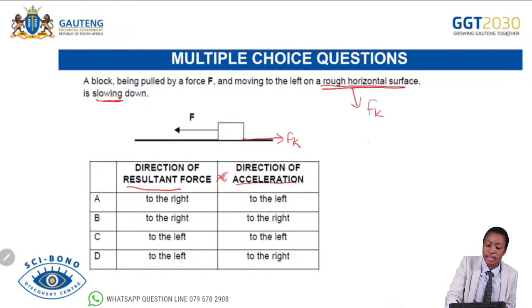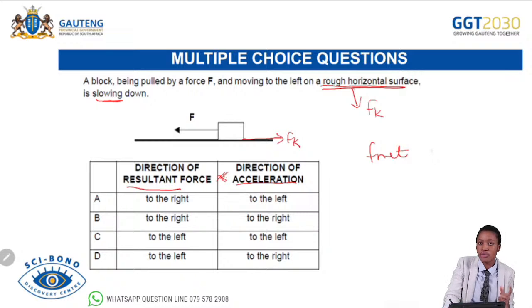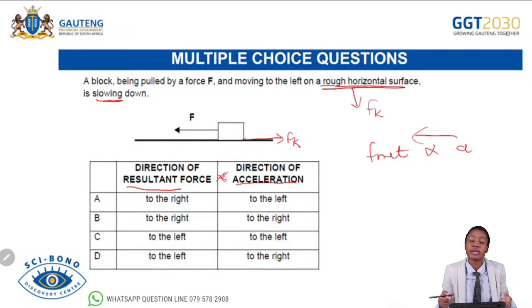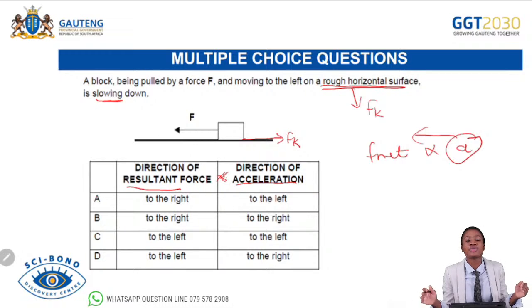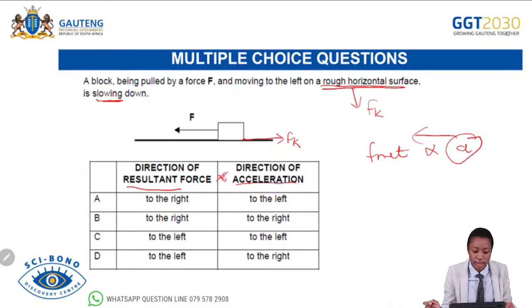We know that F net, or rather the acceleration of the object, will be in the direction of the force applied, right? Of the net force. The acceleration of the object will be in the direction of that net force. So we need to eliminate options that don't have F net and acceleration in the same direction, because those are obviously wrong.